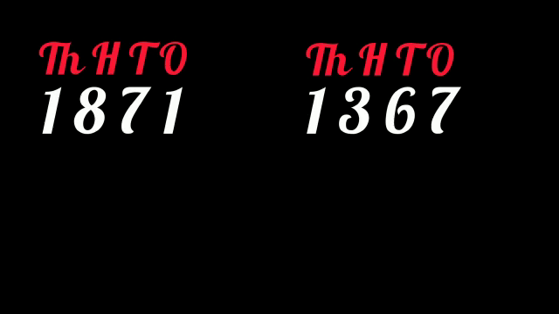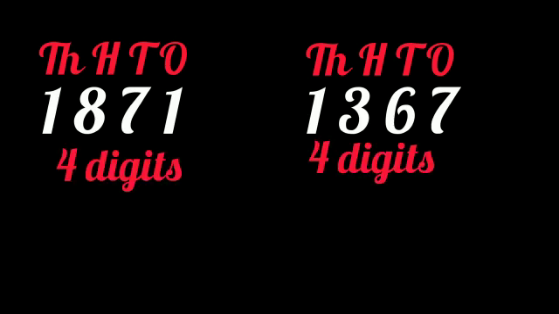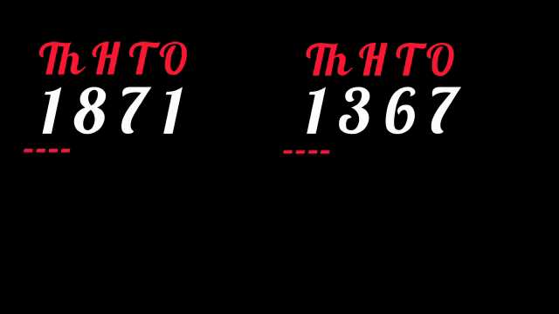So let us see some examples. 1871 and 1367. Look here, we can see both the numbers are having 4 digits. So according to the next rule, we should compare the first digit. Here we can see both the numbers are having 1 as a first digit. So we should move on to the next rule, and it is compare the digits at the next higher place of the numbers or the second digit of the number.